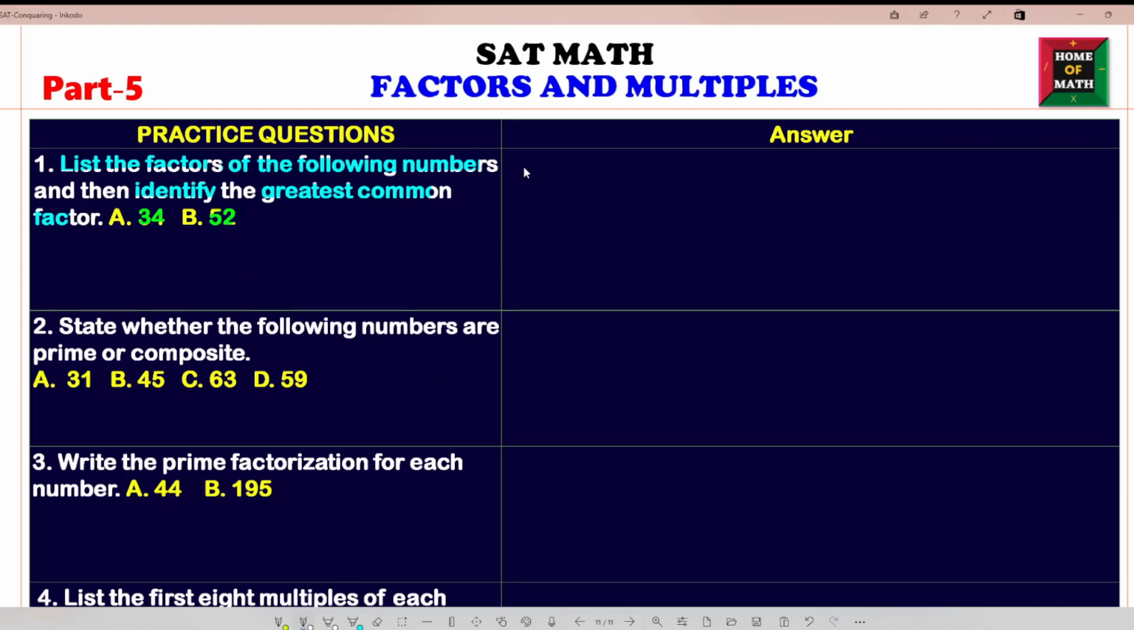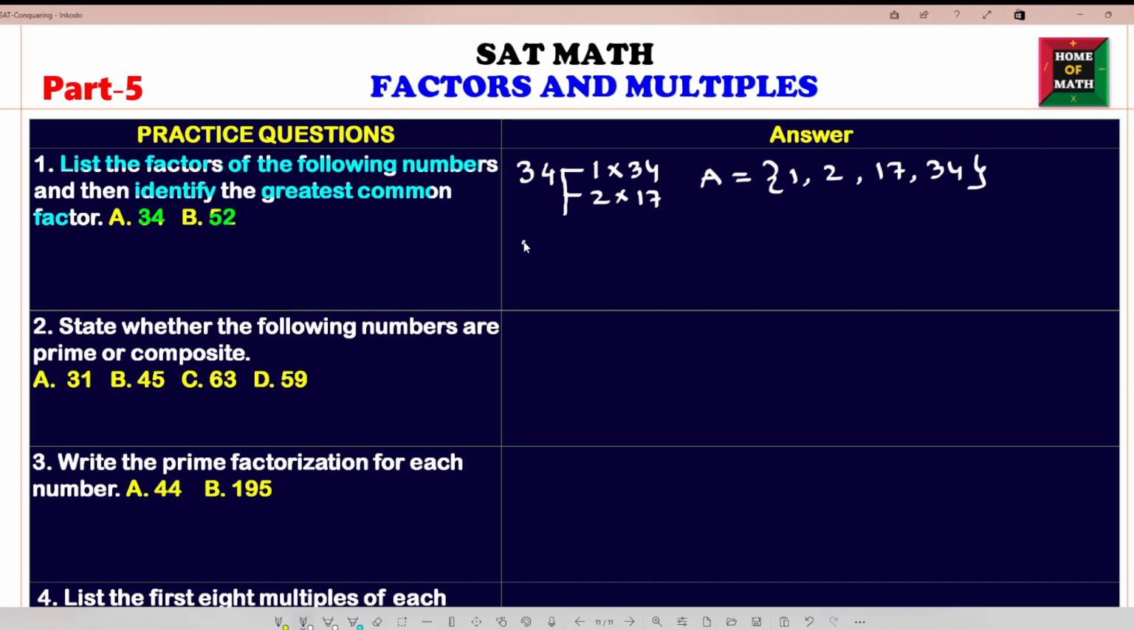First, 34. If we factorize, we will get 1 times 34, 2 times 17. I think it's enough. We cannot divide 34 by 3, 4, 5, 6, nothing. So A equals 1, 2, 17 and 34. This is the factors of 34.